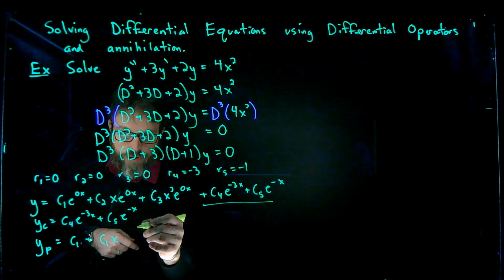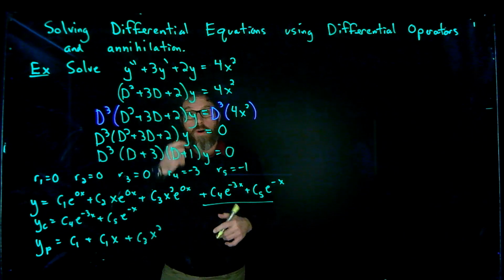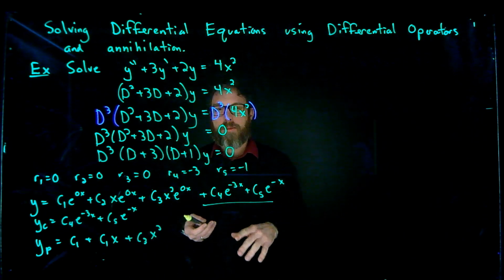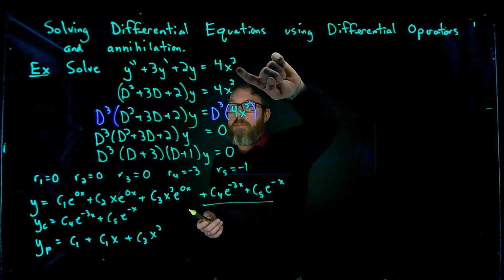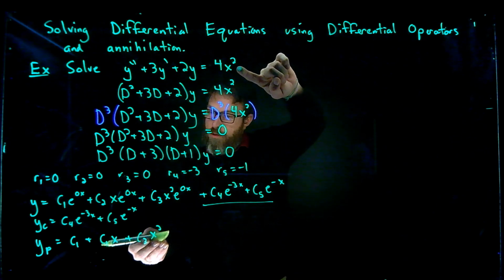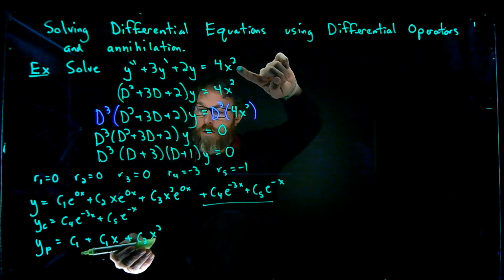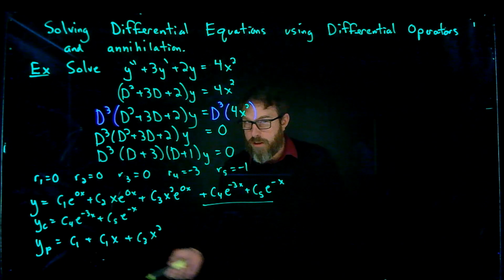c2 x e to the 0x is just 1, plus c3 x squared e to the 0x is going to be equal to 1. So we can really tell from a previous lecture under Professor Goins that the particular solution has to come from the family of quadratics, and this really just verifies that family of quadratics through annihilation.